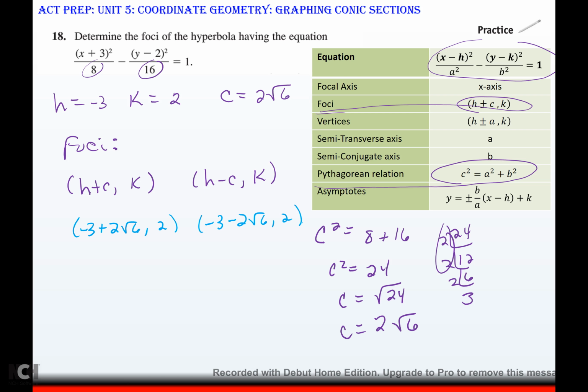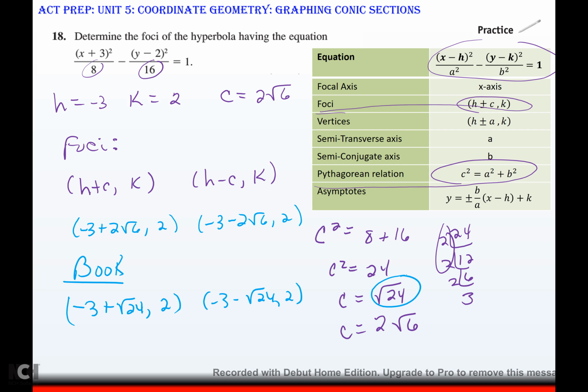And again, if I was graphing, I wouldn't want radicals. I'd change those into decimals so that I could plot it better. And by the way, when I checked my answer in the book, it says negative 3 plus the square root of 24 comma 2, and negative 3 minus the square root of 24 comma 2.